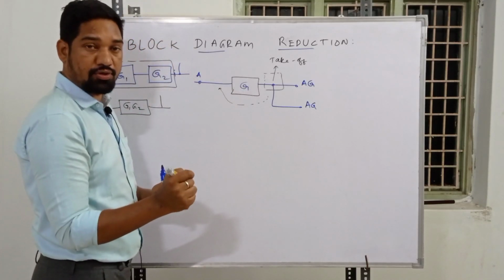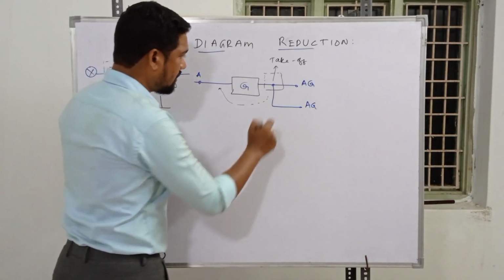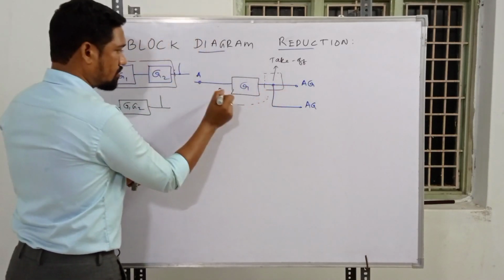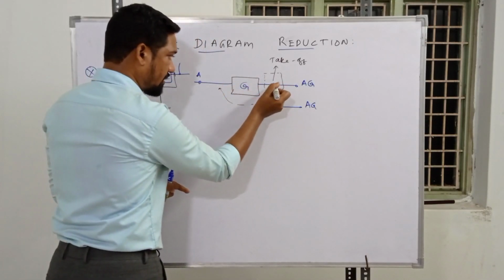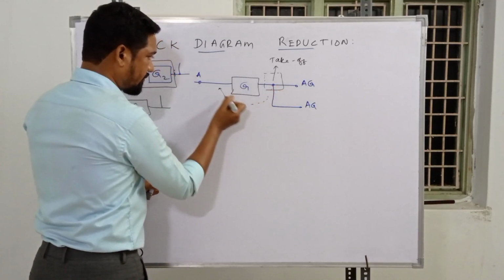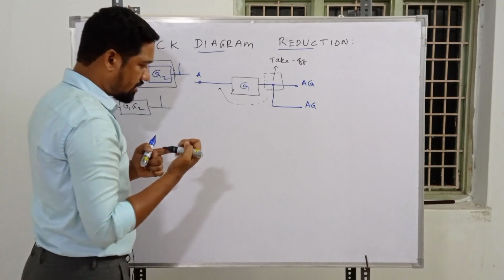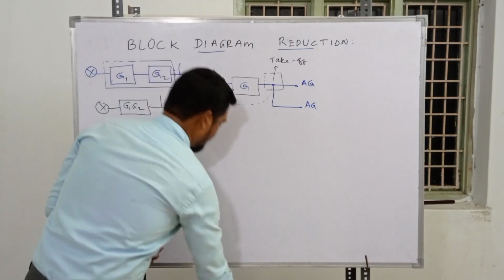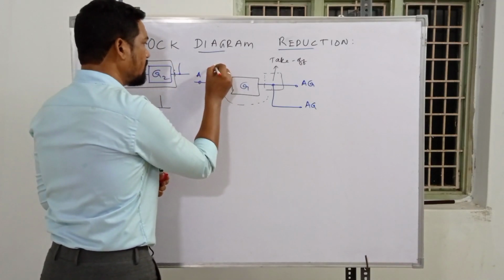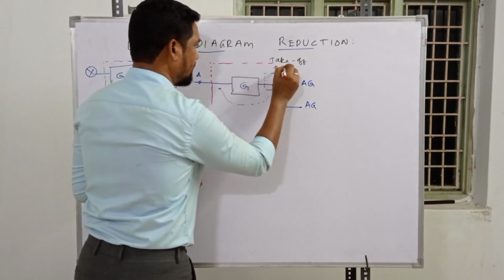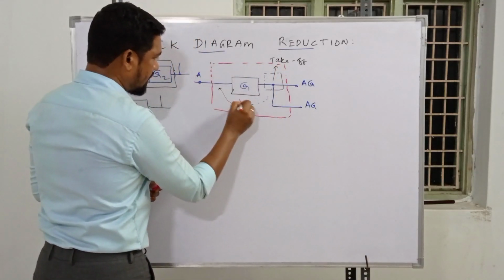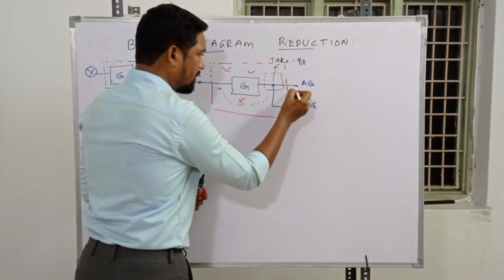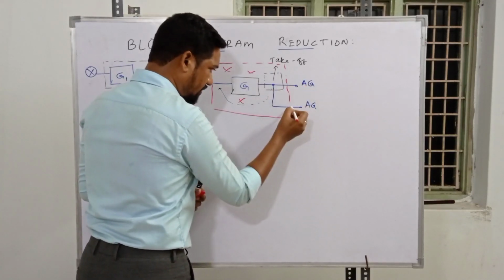I repeat, during the reduction process, we may be in need of transferring this takeoff point, which is ahead of the block, to behind the block, this side. It may be like this over this point, but we may be in need of shifting this takeoff point to this side. So what reduction rule comes into the picture? Take a box like this one, and inside you do whatever reduction you want, but finally the input should be A, and the output from this one should be AG. Even from this point it should be AG.